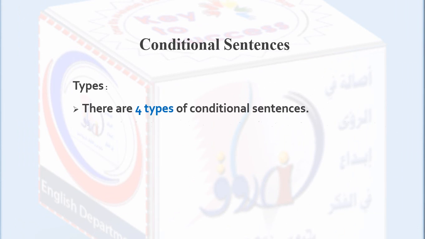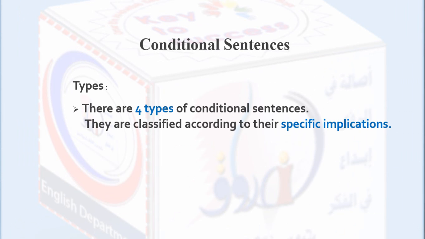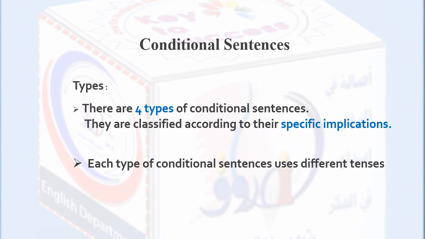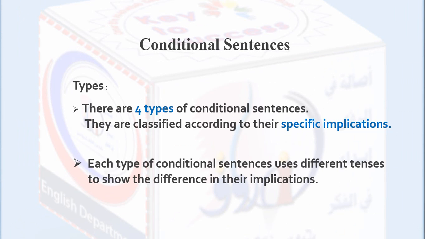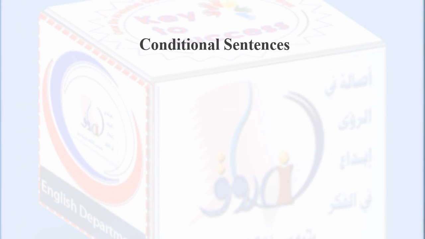Types: there are four types of conditional sentences. They are classified according to their specific implications. Each type of conditional sentence uses different tenses to show the difference in their implications.